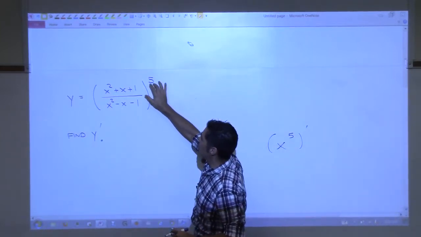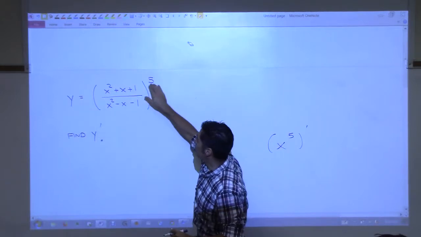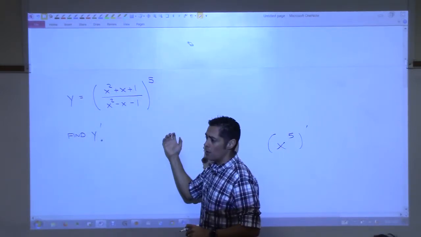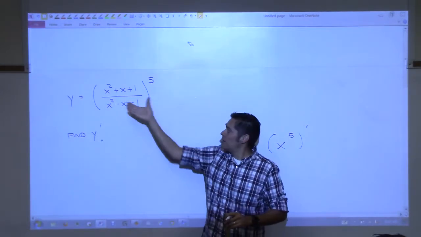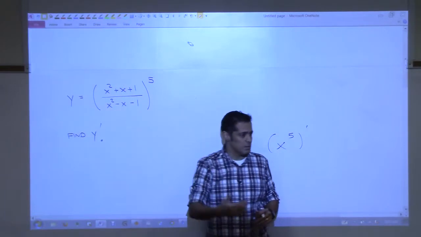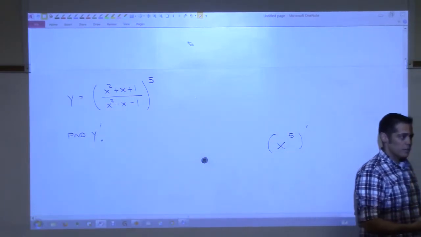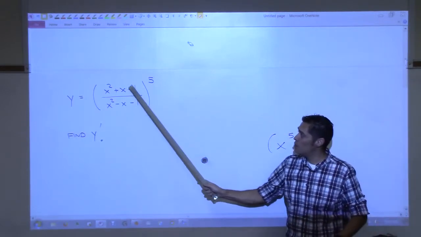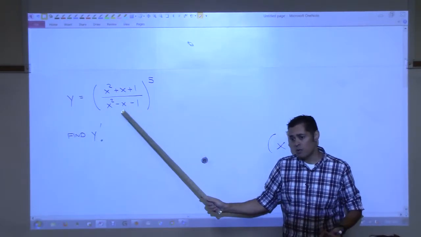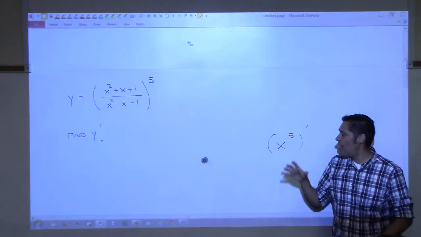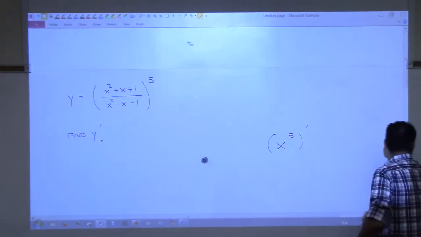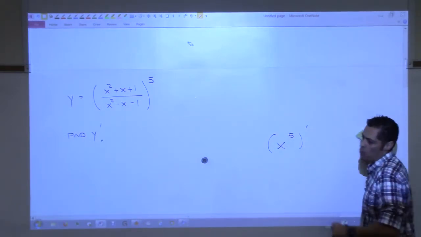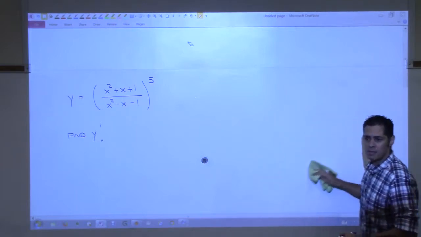So we know we're going to need to bring the 5 down, reduce the power from 5 down to 4, but then we have to go inside here and take the derivative, right? That's what the chain rule says. So now what we're going to have to look at is in here, what do we have? A quotient. So we're going to have to tack on to the end of the chain rule, the quotient rule. Does that kind of make sense?